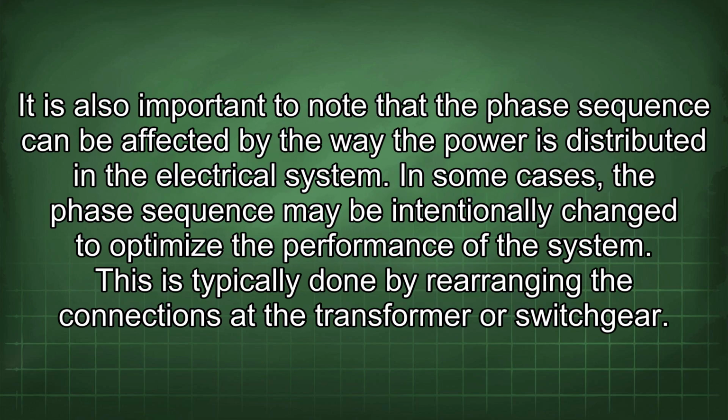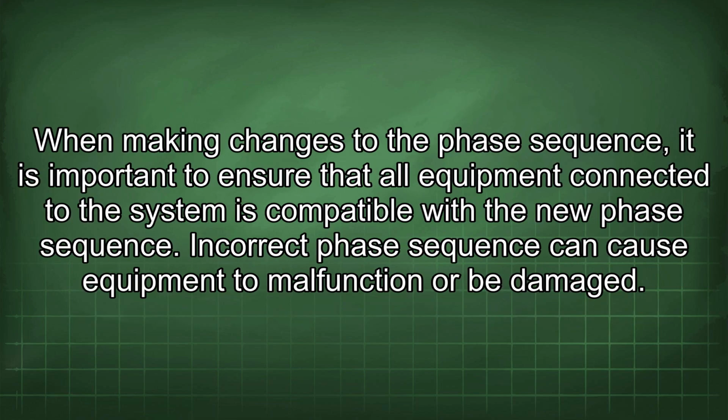It is also important to note that the phase sequence can be affected by the way the power is distributed in the electrical system. In some cases, the phase sequence may be intentionally changed to optimize the performance of the system. This is typically done by rearranging the connections at the transformer or switchgear. When making changes to the phase sequence, it is important to ensure that all equipment connected to the system is compatible with the new phase sequence. Incorrect phase sequence can cause equipment to malfunction or be damaged.